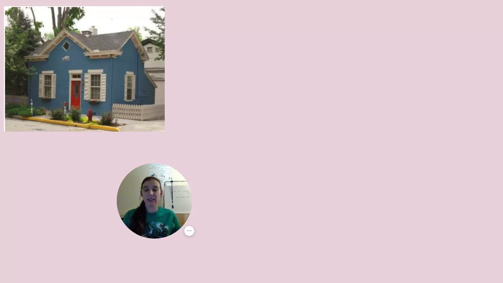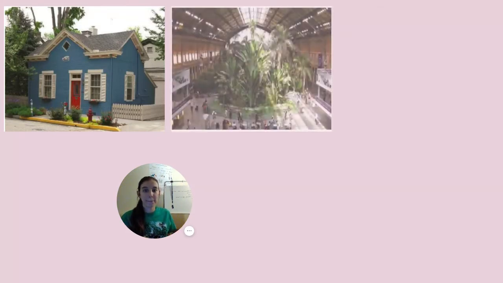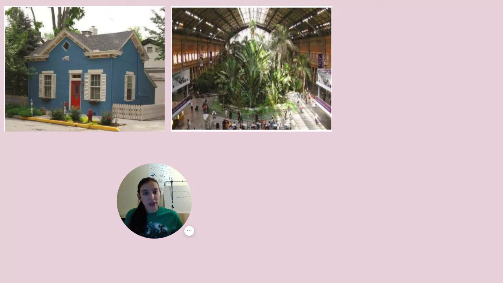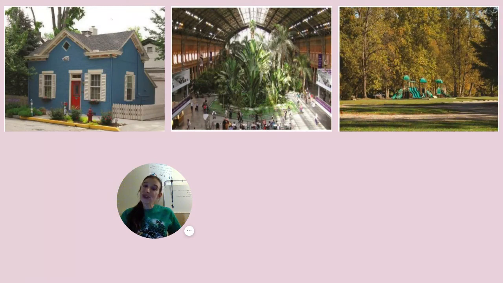Okay, let's look at our next picture. That tree looks like it's inside of a big building. That is very neat. I like those trees a lot. Let's look at our next picture. Those are trees in the park. I recognize it's a park because there's a playground.